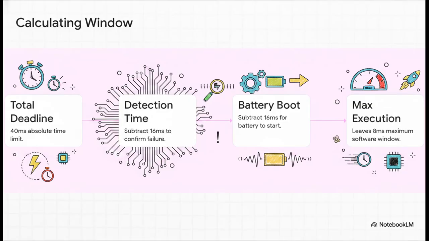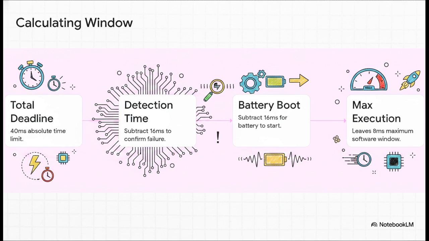Okay, let's do the math to deduce our software window. And this is math you must be able to replicate. We have a 40 millisecond total deadline. We subtract the 16 milliseconds it took to detect the failure. We also happen to know the battery physically takes 16 milliseconds to boot up and provide power.